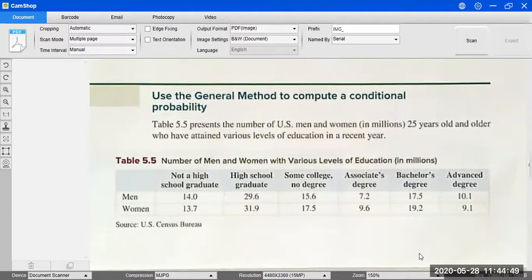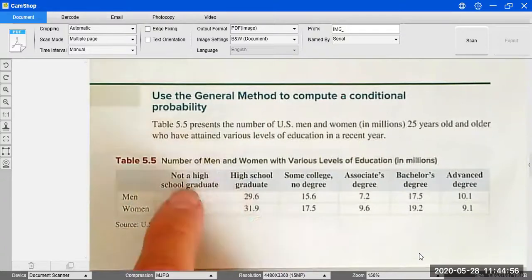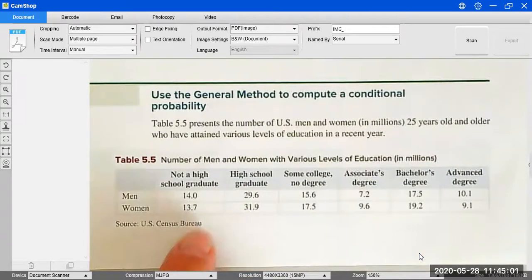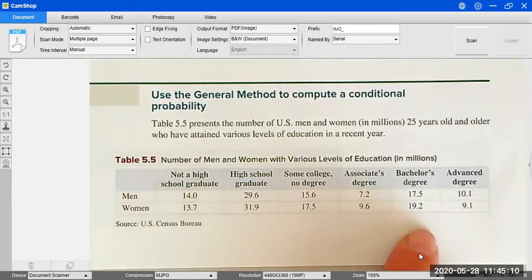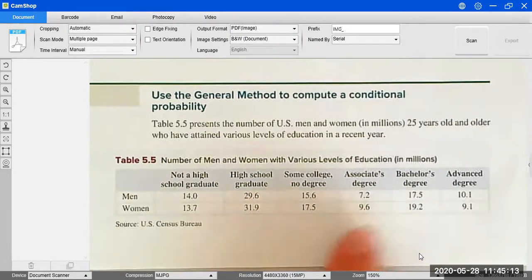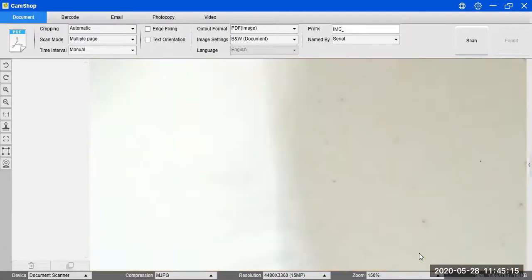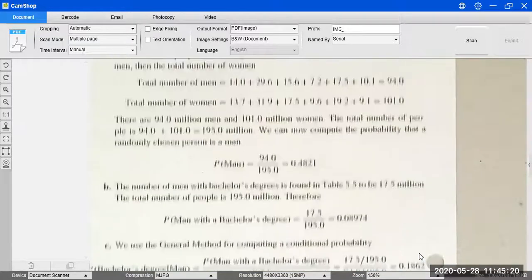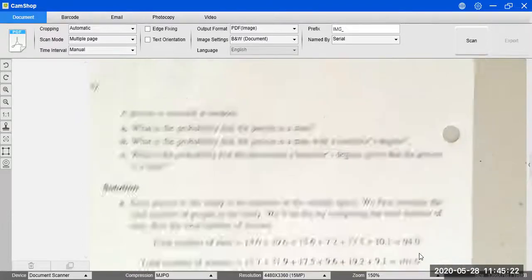So we have a contingency table. Again, we have two variables. One variable is just gender, men, women. The other variable is the level of education. So we have a contingency table very similar to the ones that you're going to have in your quiz and in your exam. We're going to need to pay attention to this table and then answer 3 questions.